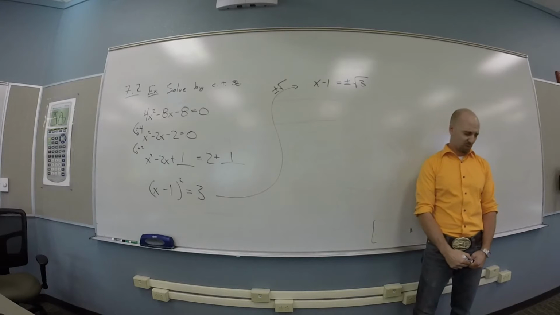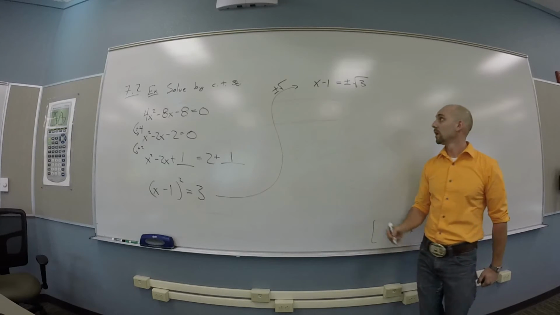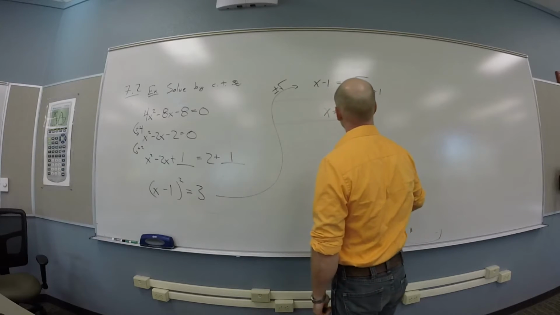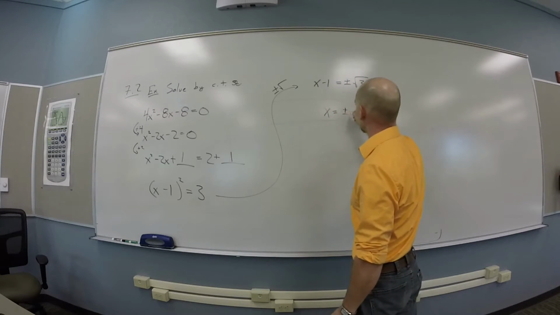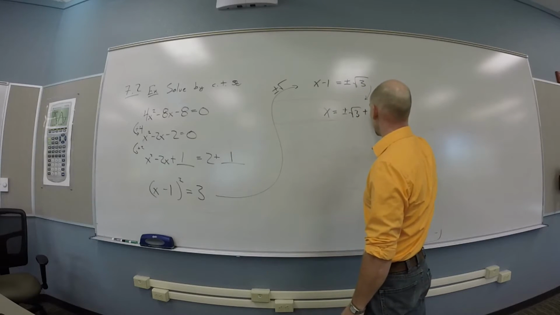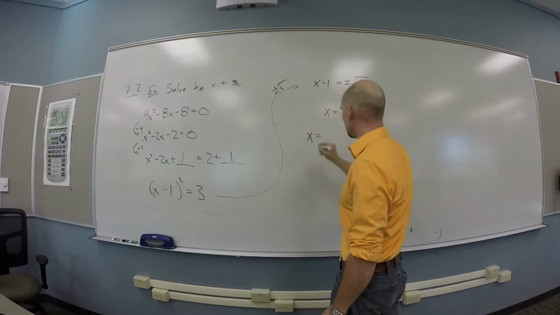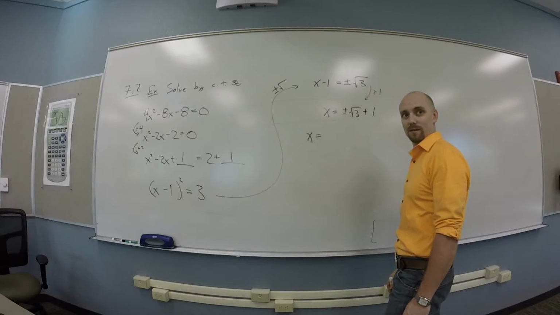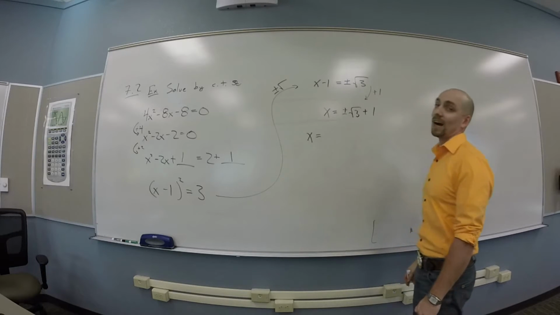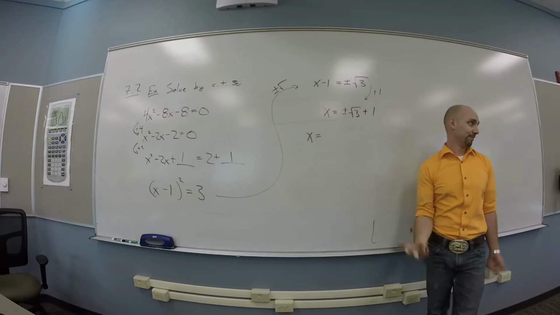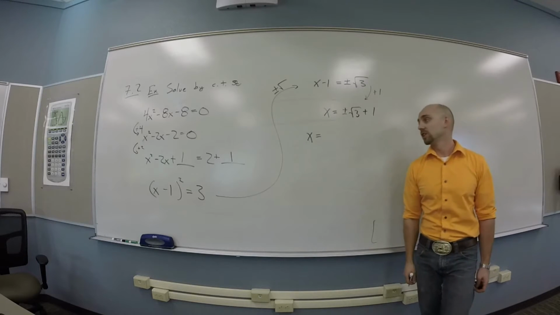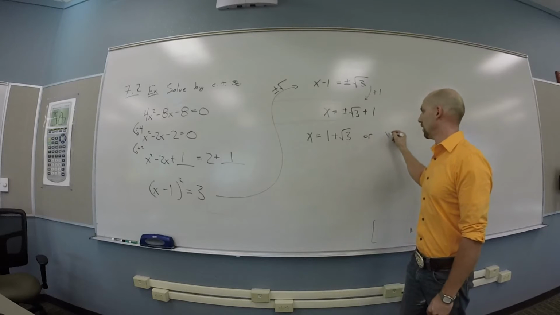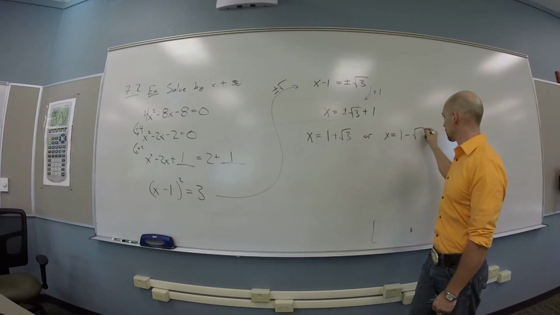What do I do to both sides at this point? Add 1. So I've got x is plus or minus the square root of 3, plus 1. Tells me that x is, is it plus or minus the square root of 4? No, square roots don't work that way, you're stuck. So the square root of 3 is just a number, so you've got x is 1 plus the square root of 3, or x is 1 minus the square root of 3.